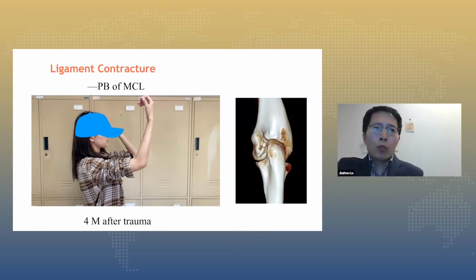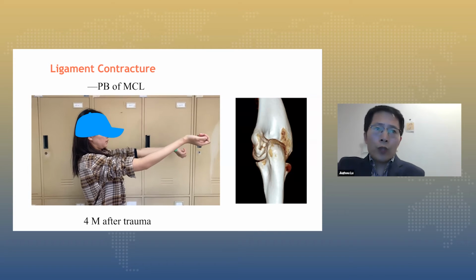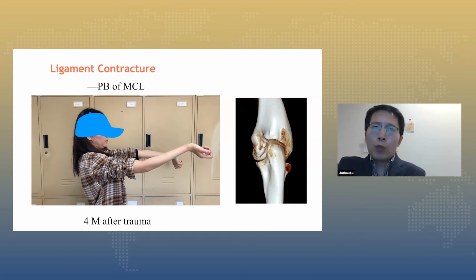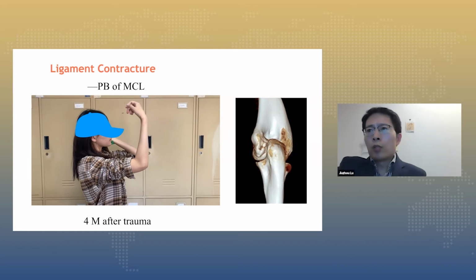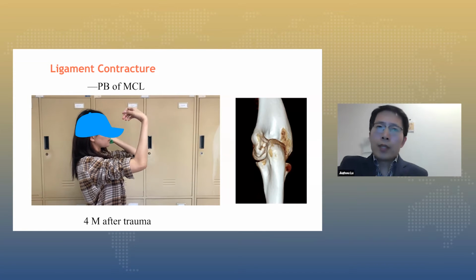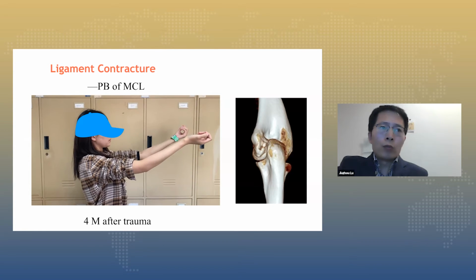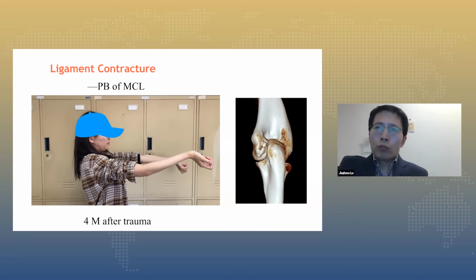This young lady comes with elbow stiffness 4 months after trauma. She has very limited elbow flexion and ulnar nerve symptoms, and there is ossification in the origin of the posterior bundle of MCL, which is a clue for ligament contraction.